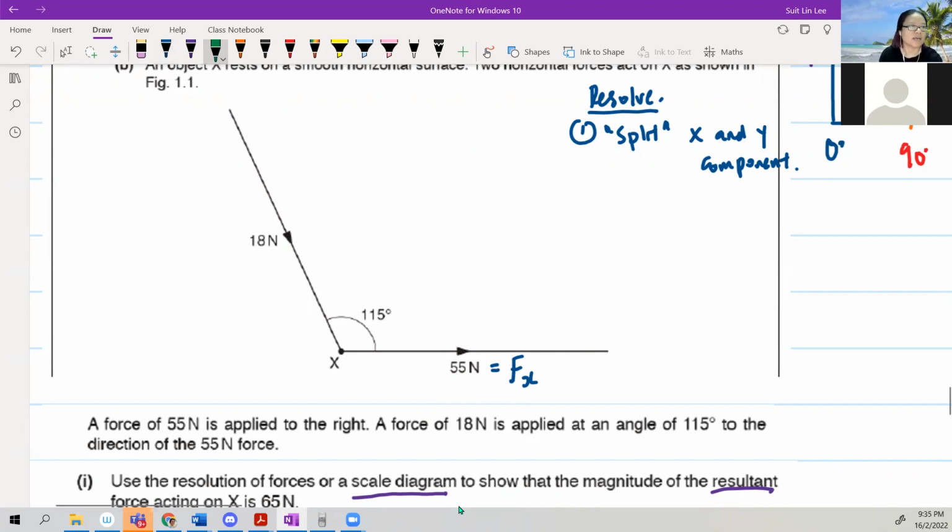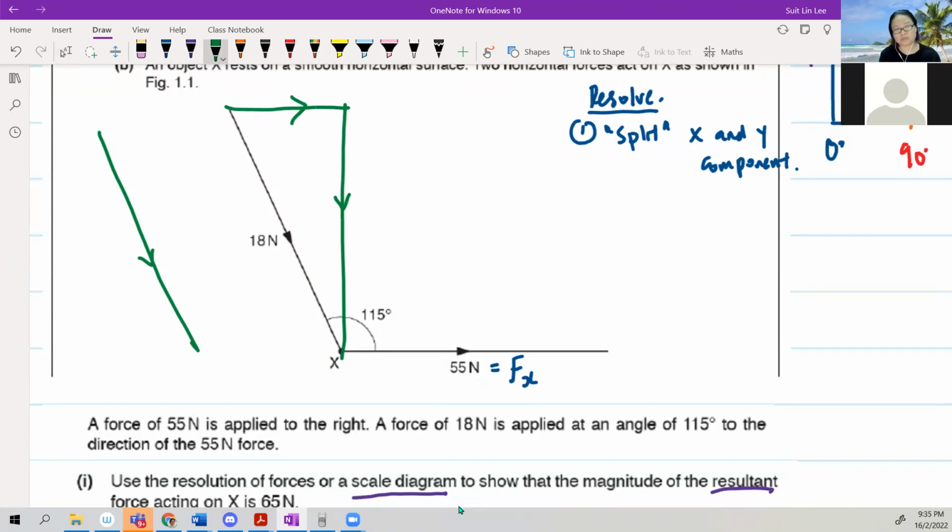So think about 18. 18 is moving in this direction. So it is moving downwards. So there's definitely a vector pointing down because it's moving down. And it's also moving to the right. So there's definitely a vector pointing right. Can you see? These two will be the same as 18.